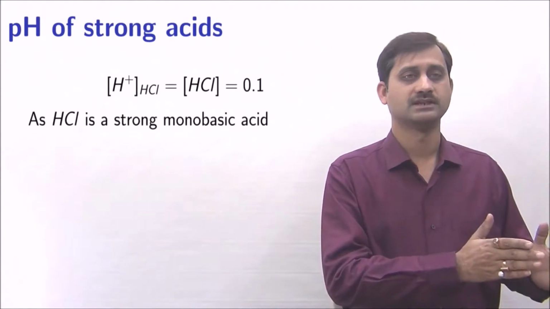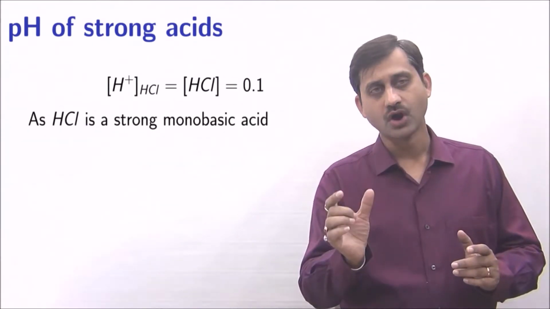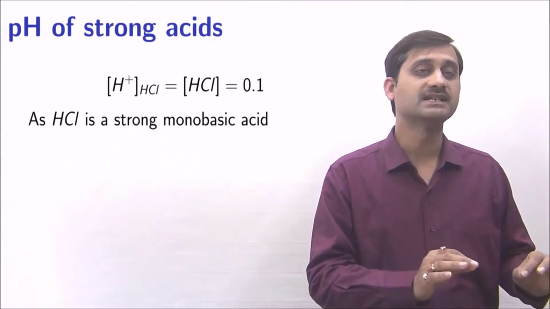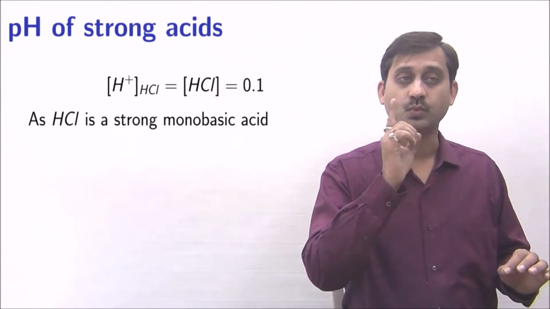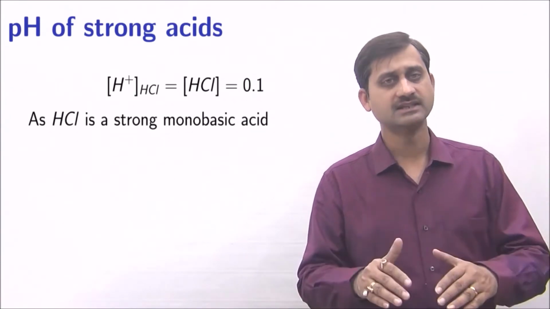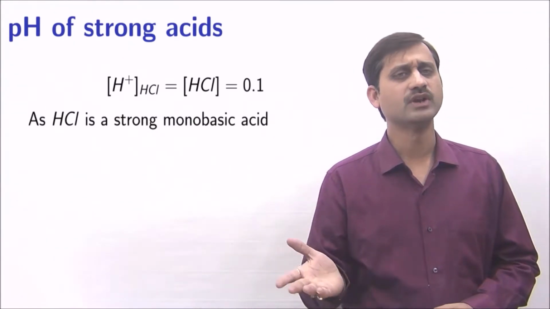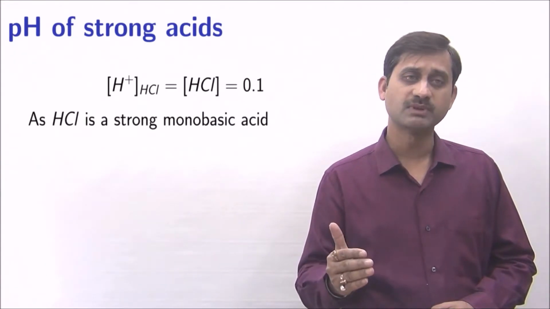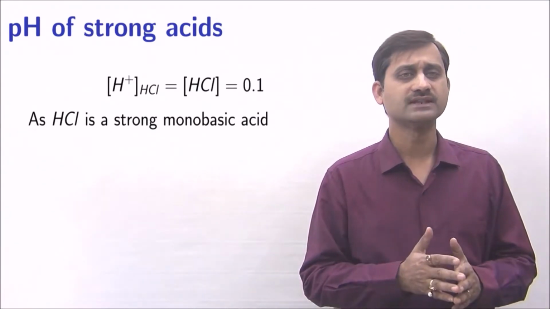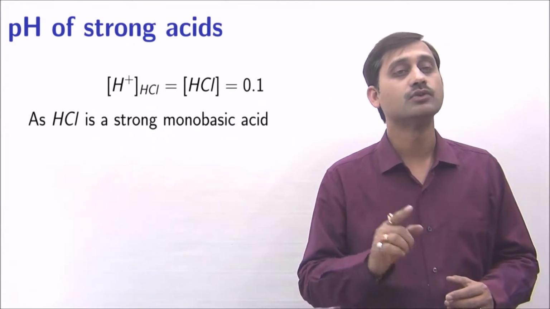HCl is a strong monobasic acid. Monobasic acid means it releases only one H plus in the solution. The word strong with HCl tells us that it completely dissociates, and monobasic tells us that each HCl unit releases one H plus. Hence, for HCl, the concentration of H plus from HCl is equal to the concentration of HCl itself. As the concentration of HCl is 0.1 molar, so the concentration of H plus from HCl also is 0.1 molar.